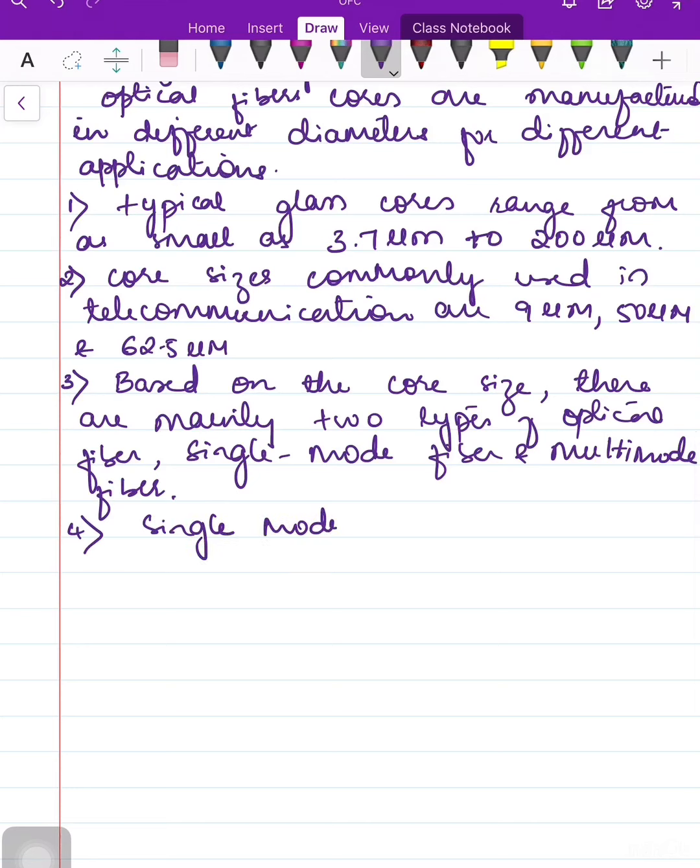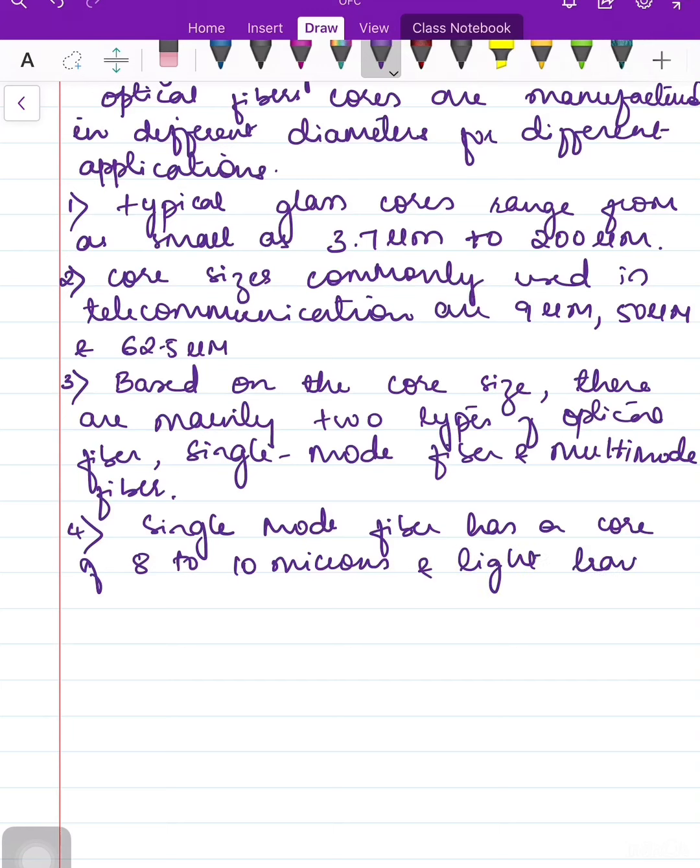Next, what is single mode? Single mode fiber has a core of 8 to 10 microns, and light travels towards the center of the core in a single waveguide, in a single wavelength.